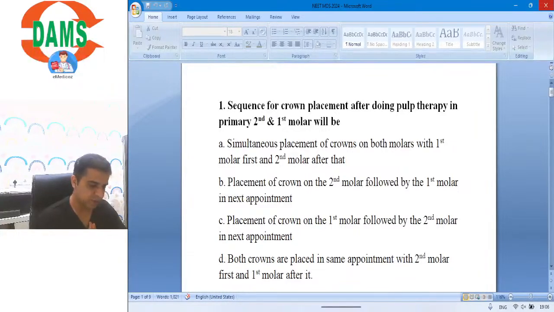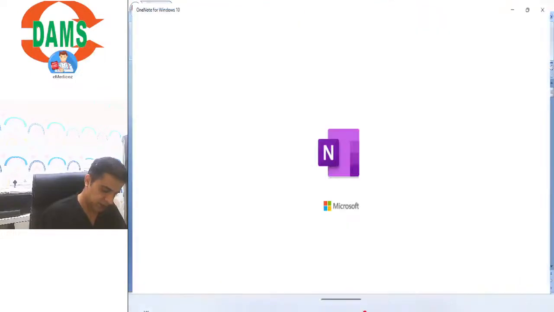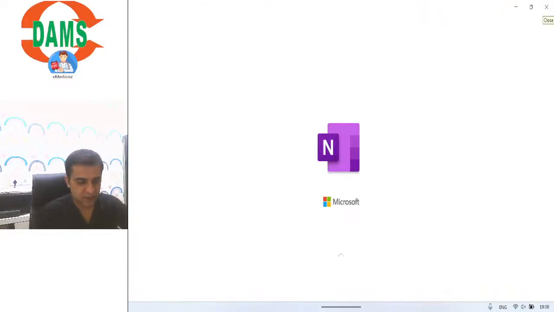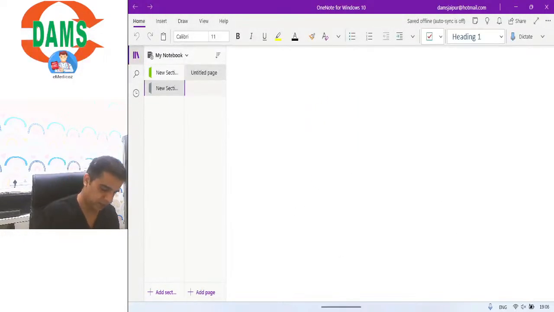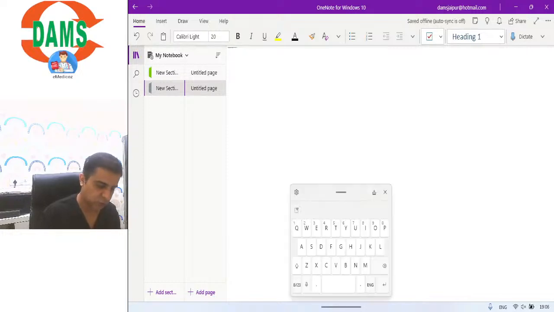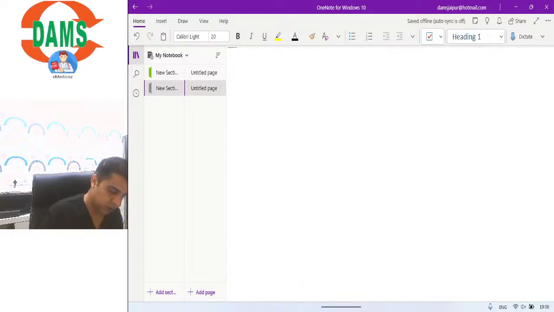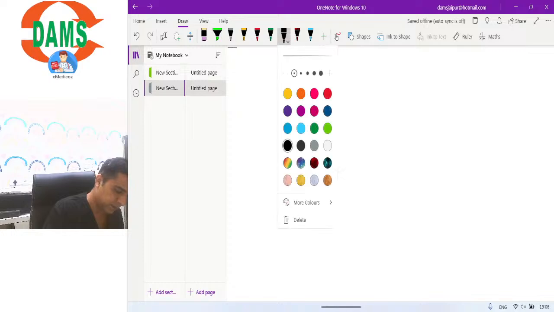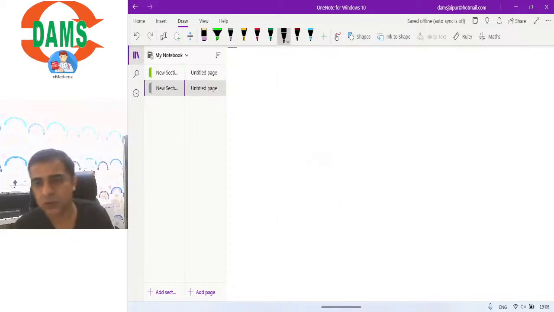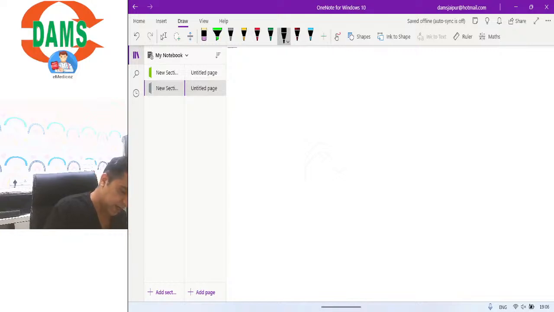The sequence for a crown placement after doing pulp therapy in primary second and first molar will be. I have told you multiple times in chapters of pulp therapy, in chapters of SS crown also. We see lots and lots of cases where we are doing this. Even today, I have done 2 root canals of D and E, be it upper or be it lower.